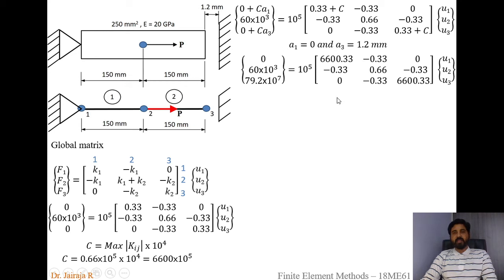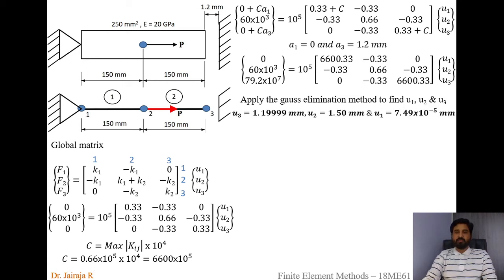Then we need to apply the Gauss elimination method to solve the problem. After Gauss elimination, U3 is 1.1999 millimeter, U2 is 1.50 millimeter and U1 is 7.49 into 10 raised to minus 5 millimeter. Since node 1 is fully fixed, the U1 value is obtained as approximately 0.